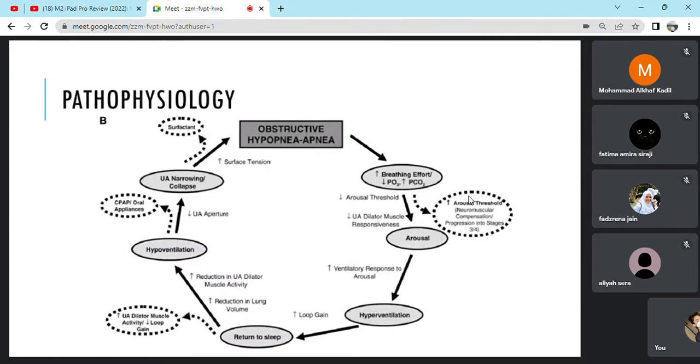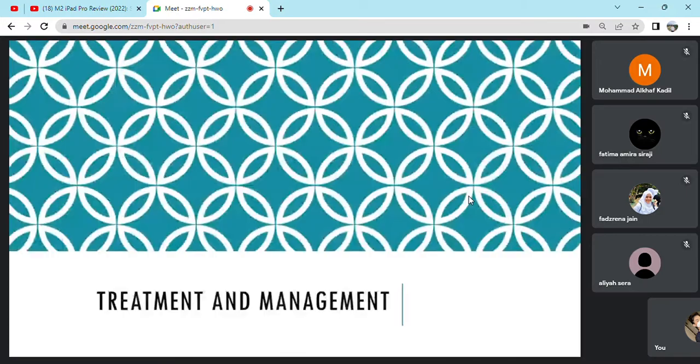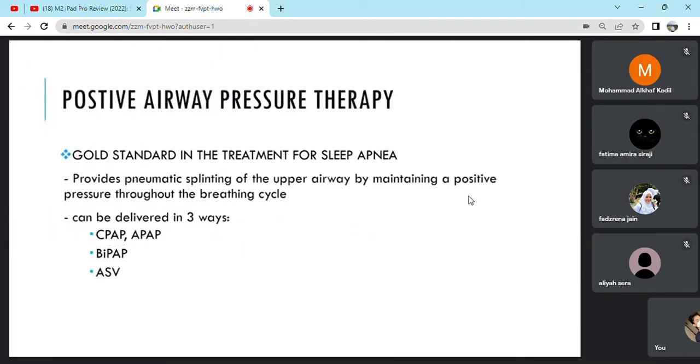Because again, as I've said, once the patient goes into hypoventilation, the next step is the narrowing and collapse of the upper airway. So that's the time that we use CPAP or positive airway pressure devices, or in some, they are using oral appliances. Yung mga nilalagay, anyway, back later on. But again, as I've said, the gold standard in the treatment of sleep apnea is positive airway pressure. So it can be delivered in three ways.